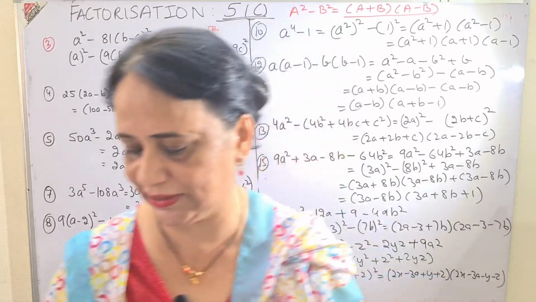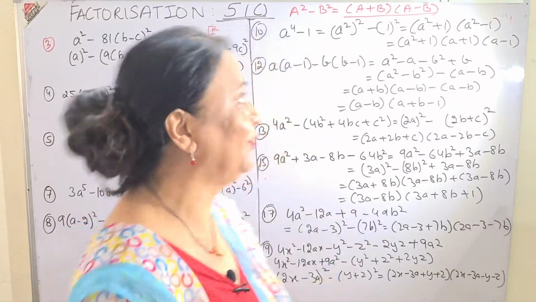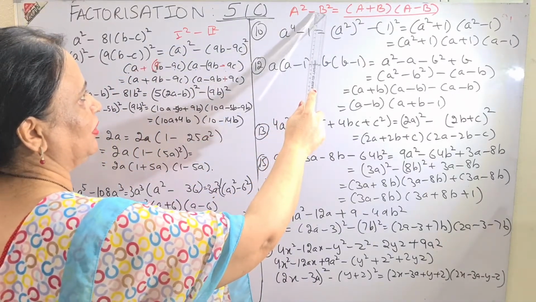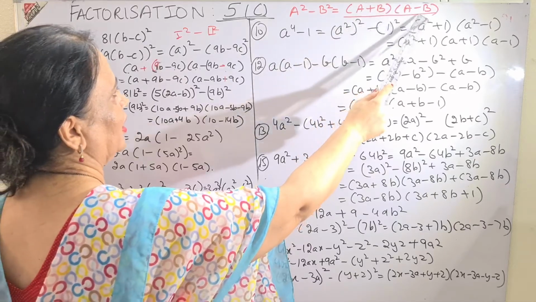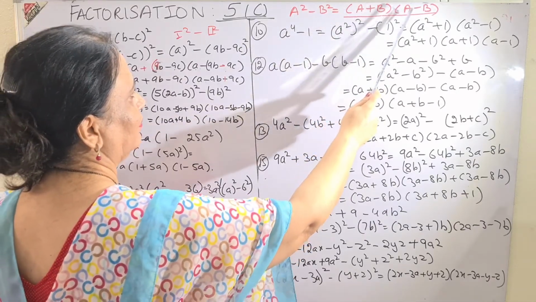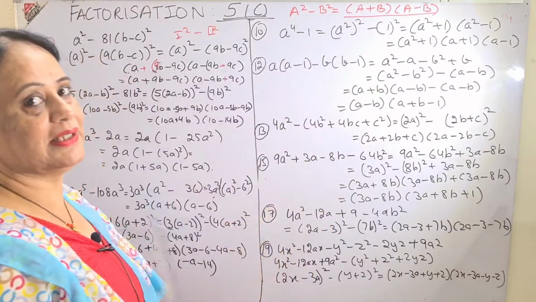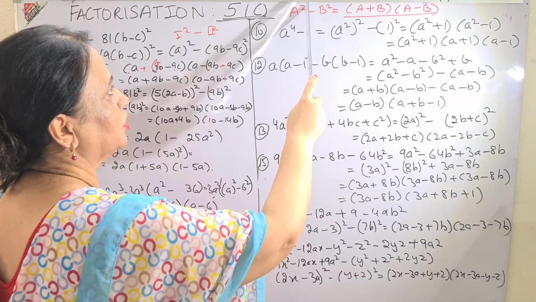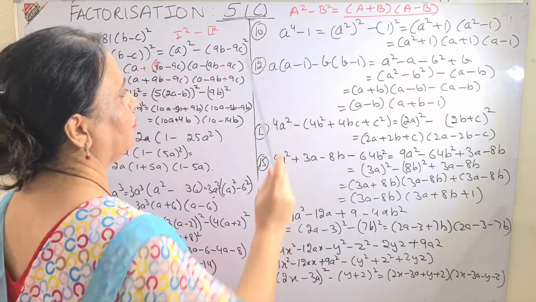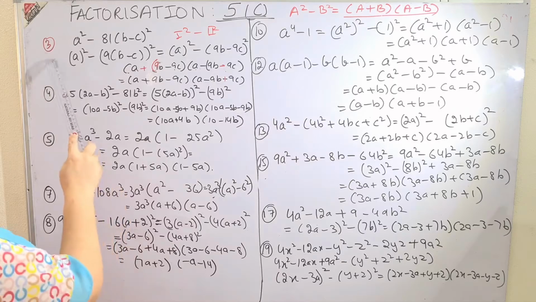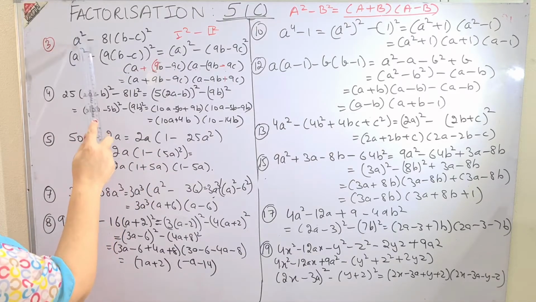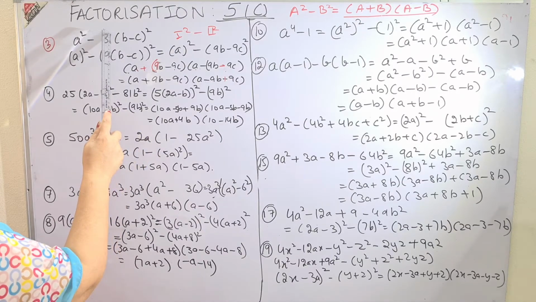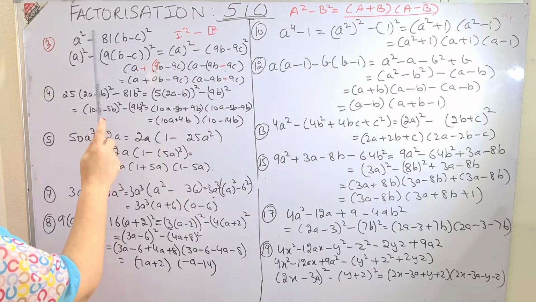Here I start with exercise 5C, question number 3. Before that, children, I have written the formula on the top. A square minus b square is equal to a plus b, a minus b. First term plus second term, first term minus second term. Always remember, children, that the first term whole square should be there. For example, question number 3 of the same exercise: I have a whole square minus 81 b minus c whole square. 81 is not in the whole square, so first I will make a whole square of 81.